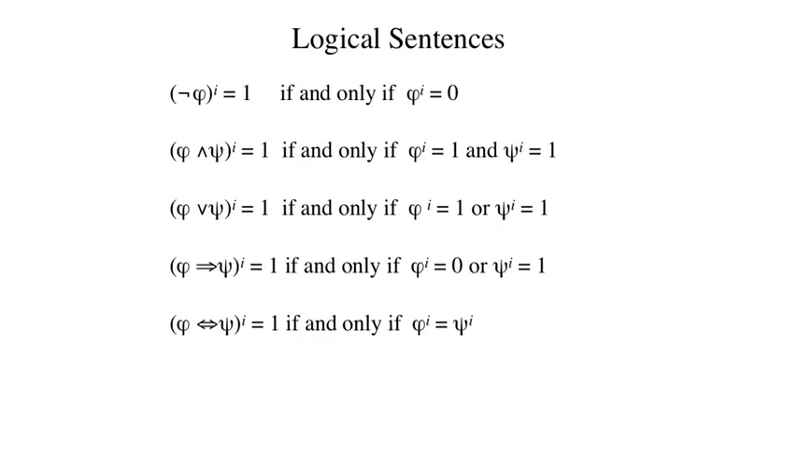The truth value of a disjunction is true if and only if the truth value of at least one of its disjuncts is true. And otherwise, the truth value is false. A truth assignment satisfies an implication if and only if it does not satisfy the antecedent or it does satisfy the consequent. And a truth assignment satisfies a biconditional if and only if the truth values of the component sentences are the same.